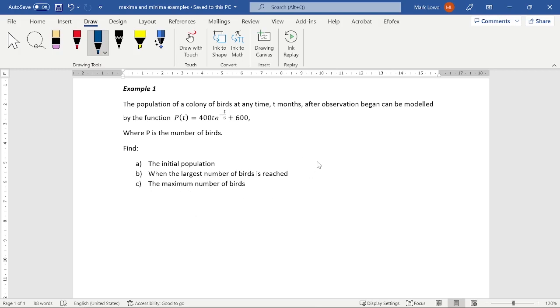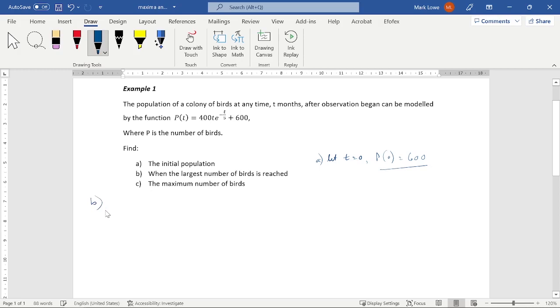So the initial population, to find that, okay, that's not really a calculus problem, that's just saying, what is the initial population? Well, we need to let t equal 0. In other words, what was the number of birds when the observation began? So P of 0 is going to be 600, because when we replace t with 0, it eliminates that first term. So that's the initial population.